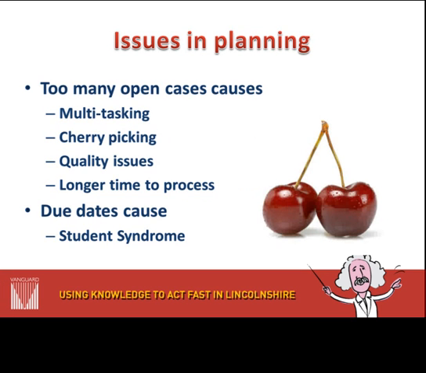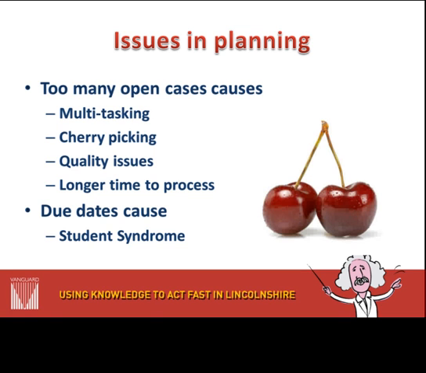And when you look at a project or a casework environment, what you see is that the first thing is that the people doing the cases have too many cases open, which leads to these four issues, which is multitasking, in other words, working on too many cases at the one time, which leads to cherry picking, which is doing the easy cases in order to really meet the targets, quality issues, and longer time to process.